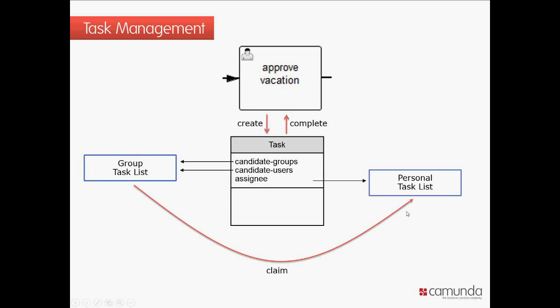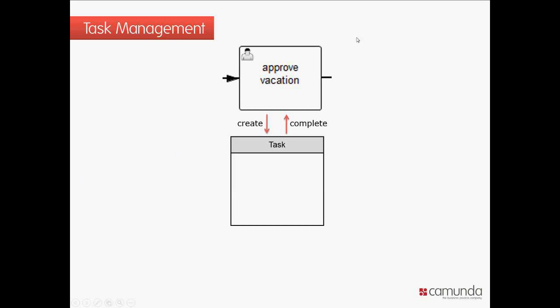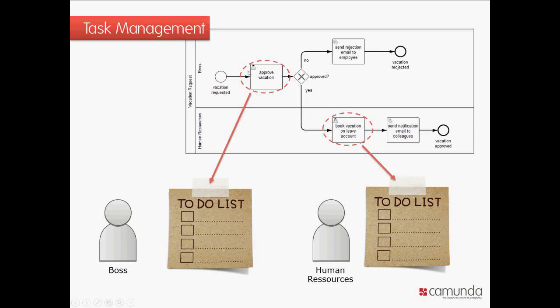So that's the claiming. There is another use case where you can use the assignee as well. If you look at the vacation request example, we may want to assign the approve vacation user task directly to the boss of the employee.